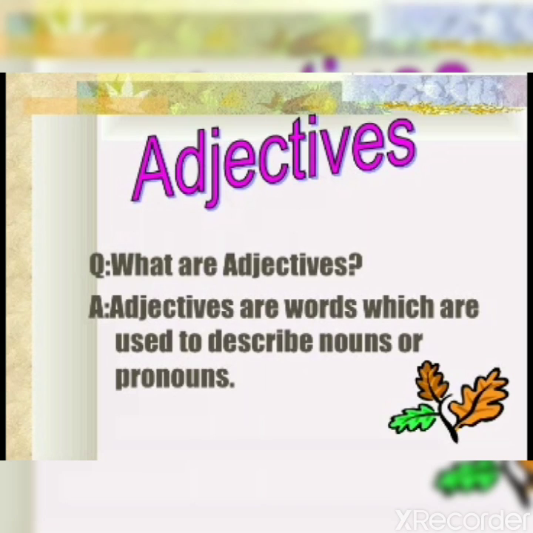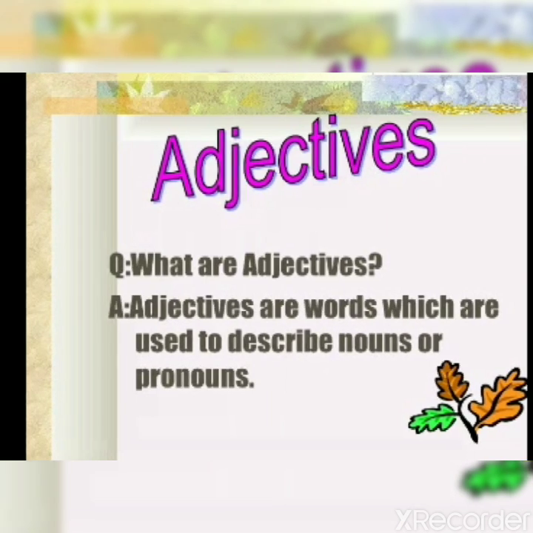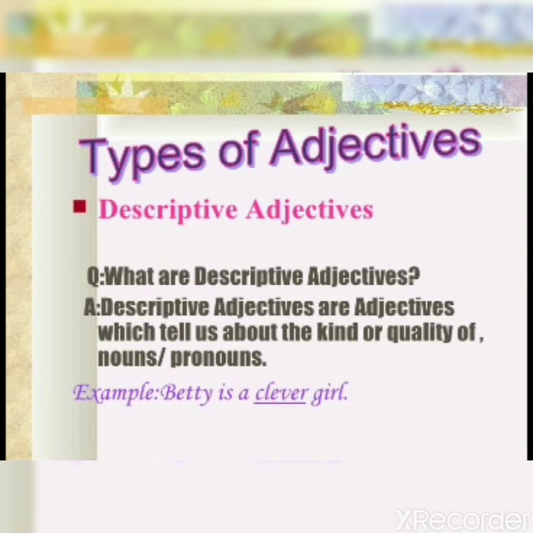Now children, there are different types of adjectives. We'll discuss them one by one. So let us see what is the first kind of adjective that we have. So we have descriptive adjectives first. Let us study what are descriptive adjectives. Descriptive adjectives are adjectives which tell us about the kind or quality of nouns or pronouns. Any adjective that will give us the information about the kind or the quality of nouns or pronouns will be called a descriptive adjective.